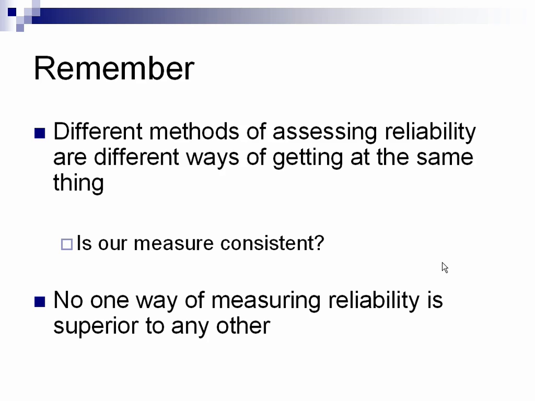One thing that I want to drive a point home to you guys about is that the different methods of assessing reliability are simply different ways of getting at the same thing, and that is answering the question, is our measurement consistent? So we have evidence of reliability if our measure is consistent, and no one way of measuring reliability, whether it's split halves, whether it's Cronbach's alpha, or whether it's test-retest, is superior to any other.